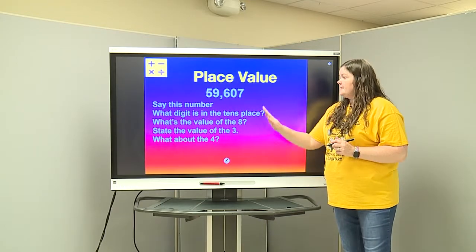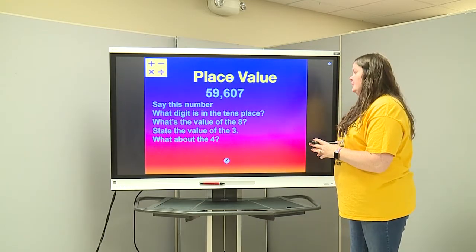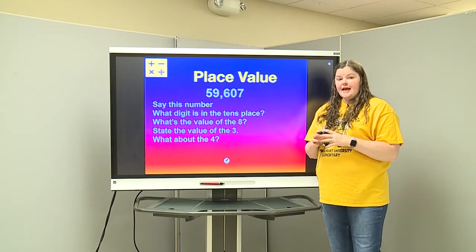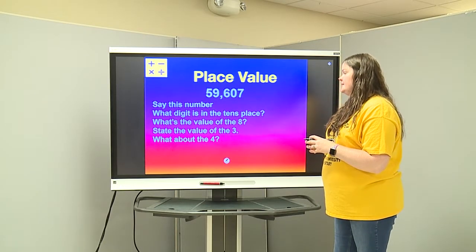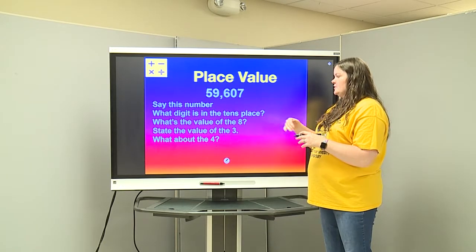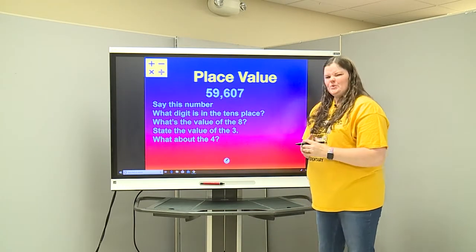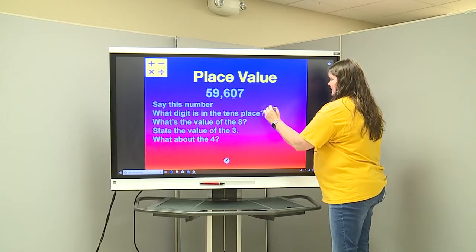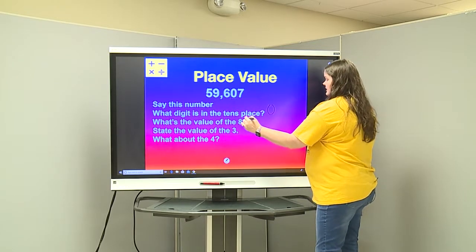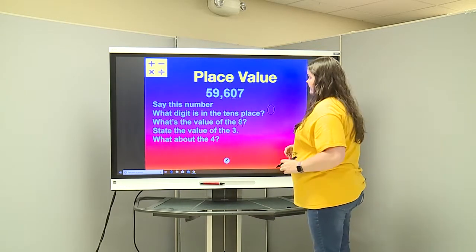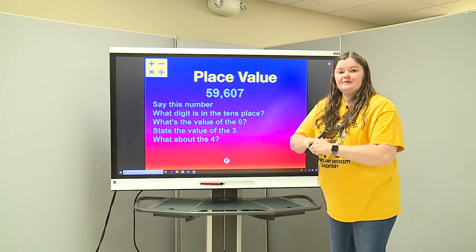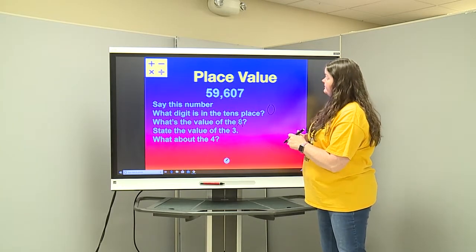All right, this time we're going to say the number, and that particular number is 59,607. The first question says, what digit is in the tens place? What digit do we see is in the tens place? It is 0. Let's correct that. I typed the wrong number in there. That says 8. Should be the 6.